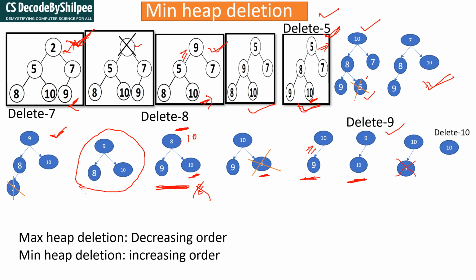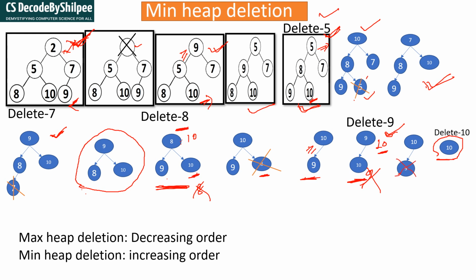Again I say that delete the minimum. 9 you have to delete. If you delete the 9, the 9 is going to swap with 10. So 10 came there, 9 will come there, and delete the 9. Now there is a single element 10. Then there is no need to check whether it's following the min heap property or not.